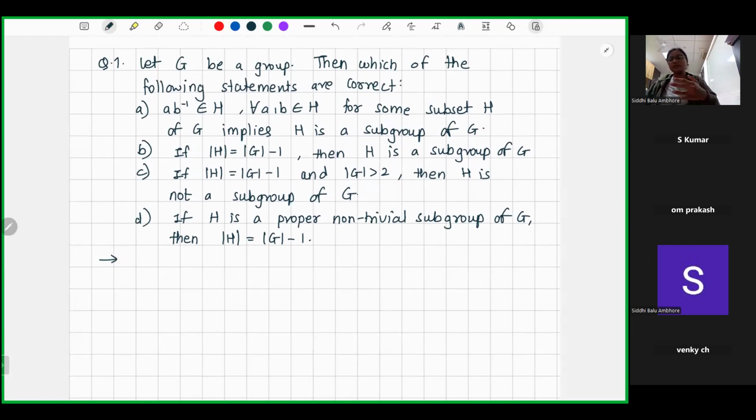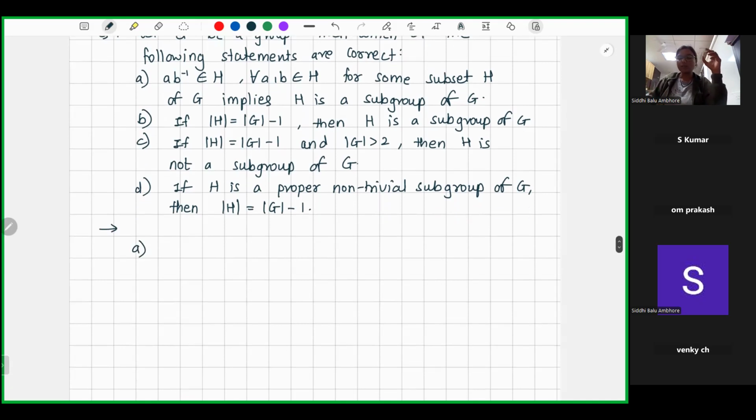So we will see. So whatever statement we feel is true or false, if it is true, we will try to prove it. If it's not true, we will give a counter example for that statement. So what about the first statement, whether it's true or false? Here what they have said is that H is a subset of G such that AB inverse belongs to H for any given A and B in H. So does this imply that H is a subgroup of G?